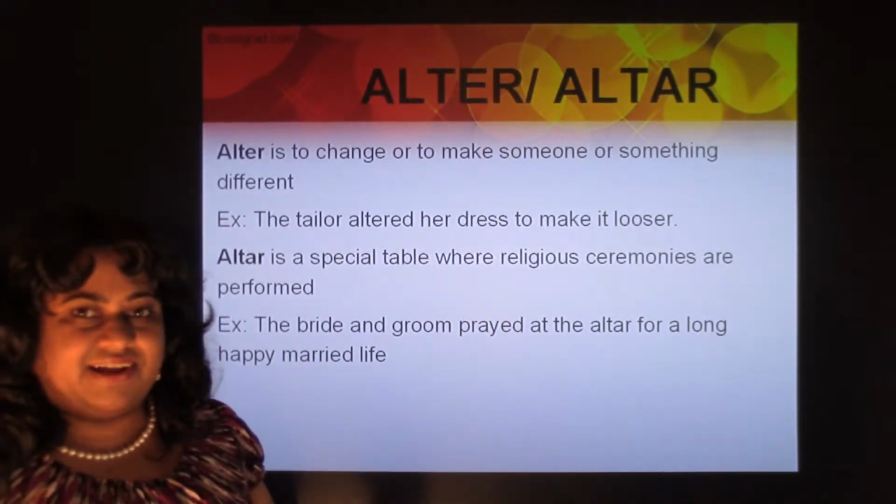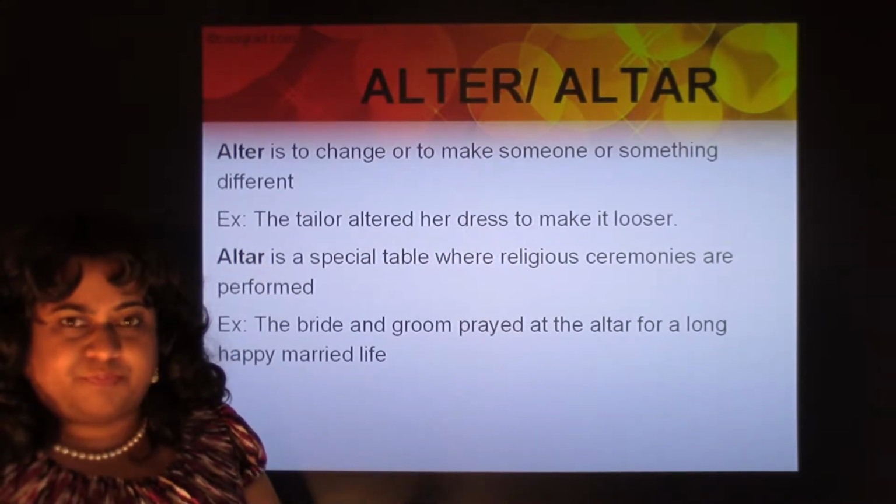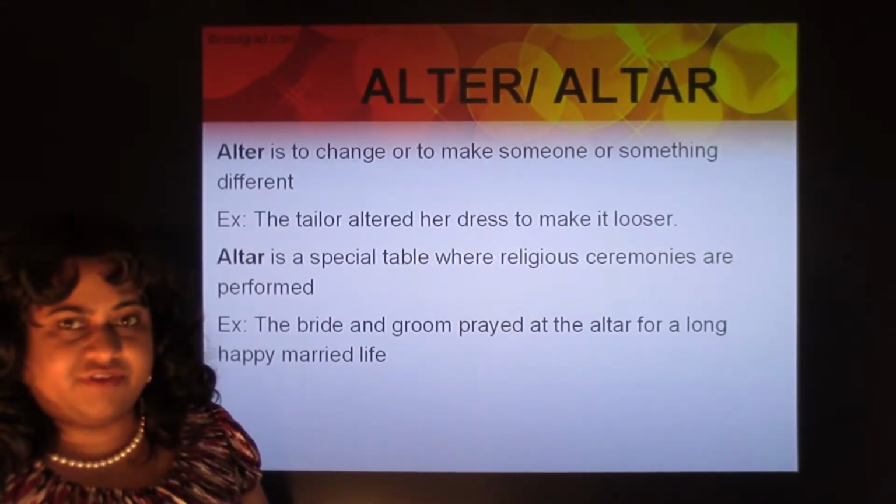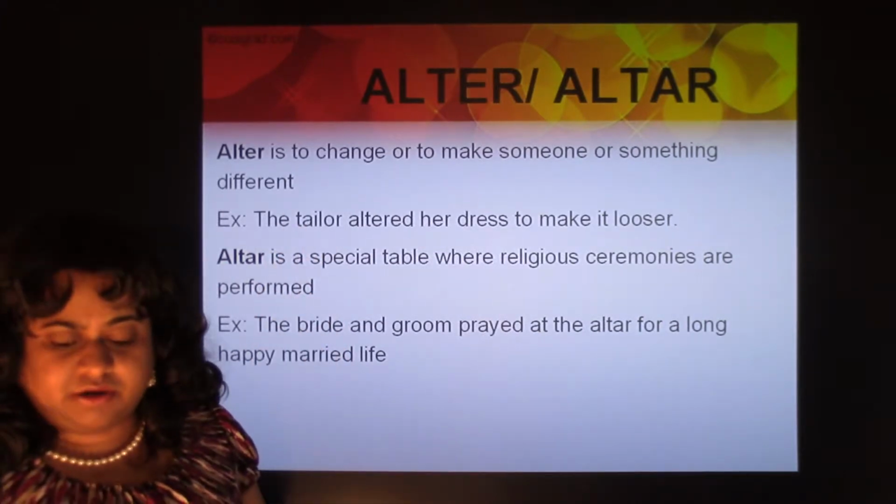So in the church, there is an altar where you light a candle, you can pray, and so the bride and the groom prayed at the altar for a happy married life. So alter is different from altar.